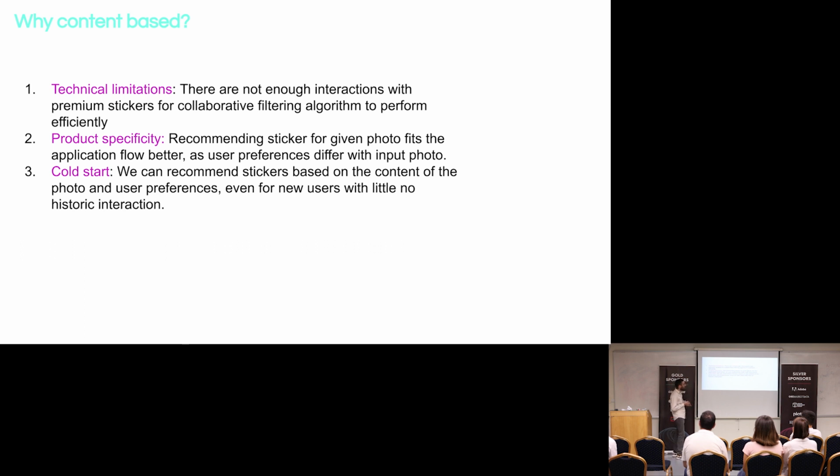Also, product specificity. In PicsArt, we have a photo editing app, and recommendation depends mostly on what photo you have chosen. Because if you like anime and you have chosen a photo of a cactus, it wouldn't make sense to recommend to you another cactus or another tree. It would make sense to do something that is more related to that. So a content-based recommendation system can help in this regard.